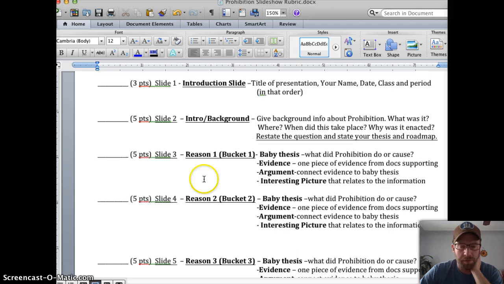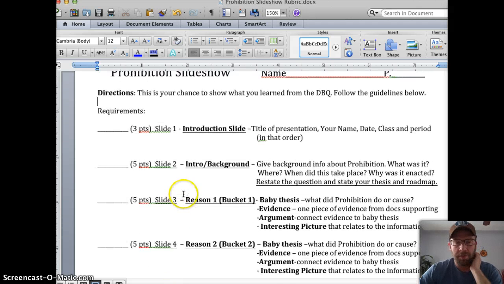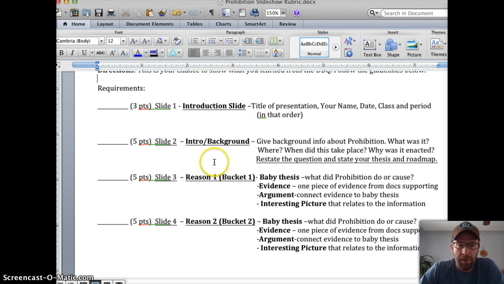So then altogether, guys, you're going to have 6 slides, as you can see here. Very similar. You've done this before, so I'm going to try to cruise through this pretty quick here. 5 points for slide number 2, which is intro and background. You always want to give a little information in a paper or a slideshow, because you have to assume that people don't know much about it, okay? So pretend like you're doing this presentation for a little brother or sister, or your parent who maybe doesn't know what prohibition is.